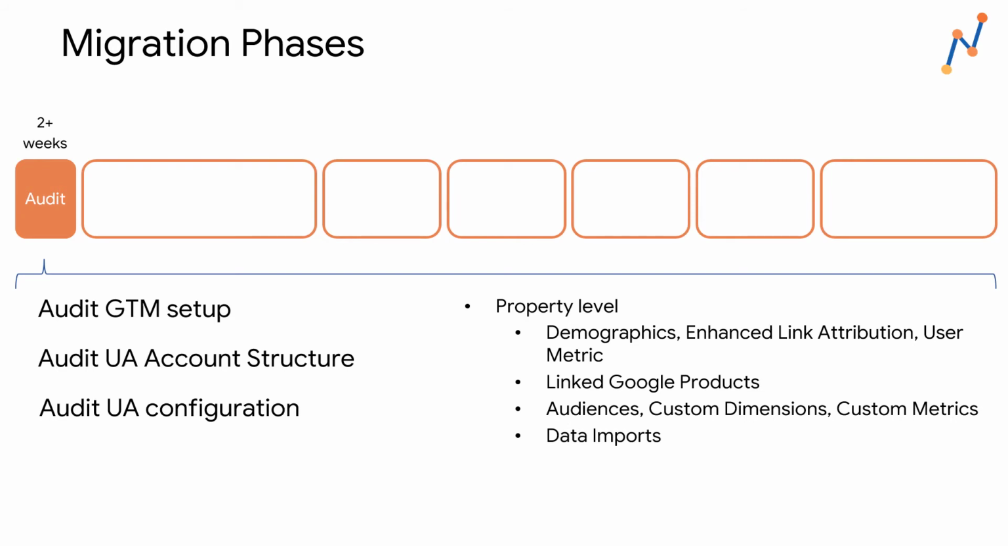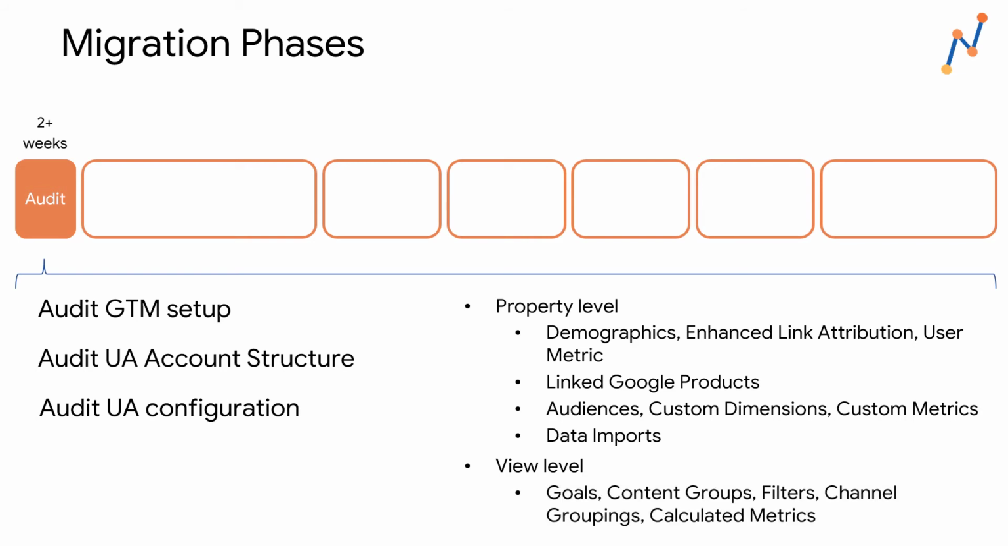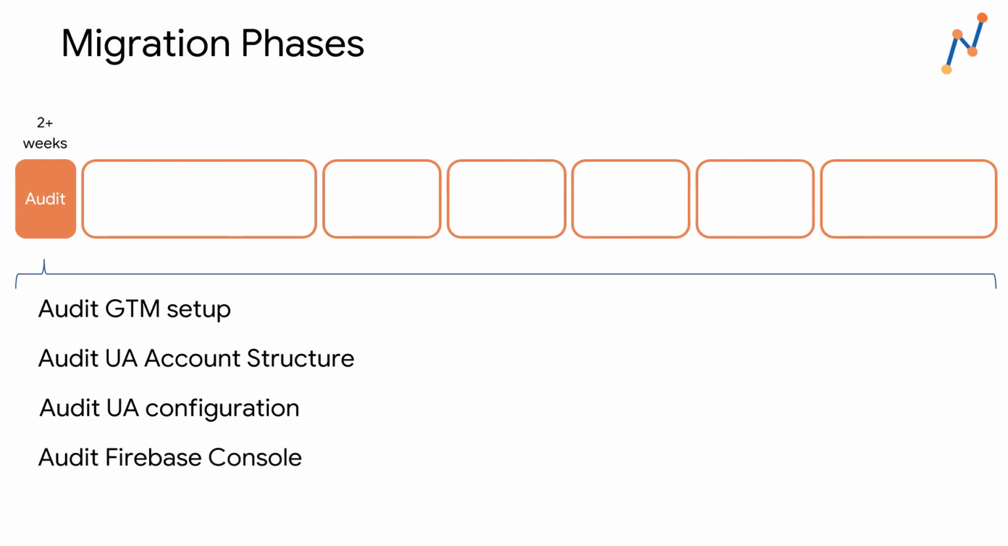On the view level, it is important to know, among other things, whether goals, content groups, filters, channel groupings, or calculated metrics have been created or modified. To document all of this extensively is a must. Last but not least, and of course only if applicable, you need to audit your Firebase console with regards to tracking the use of your app or apps.